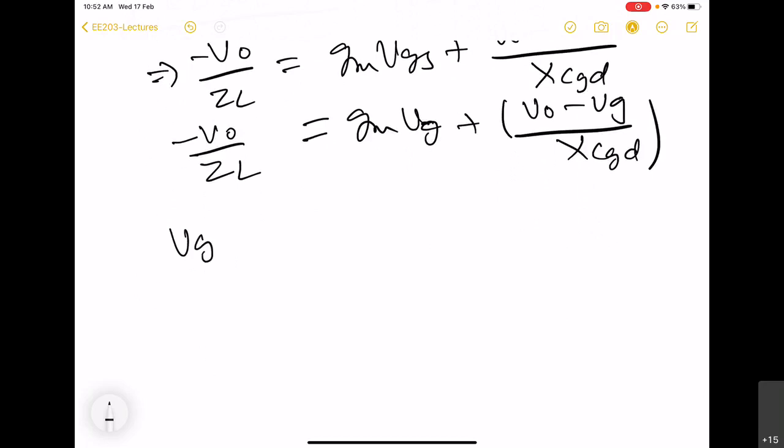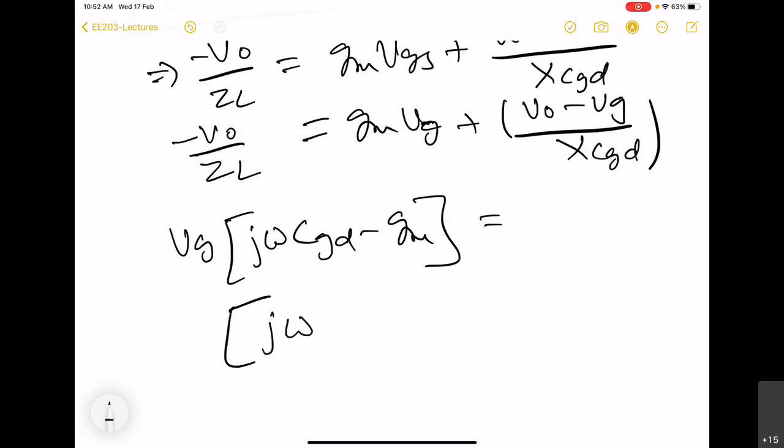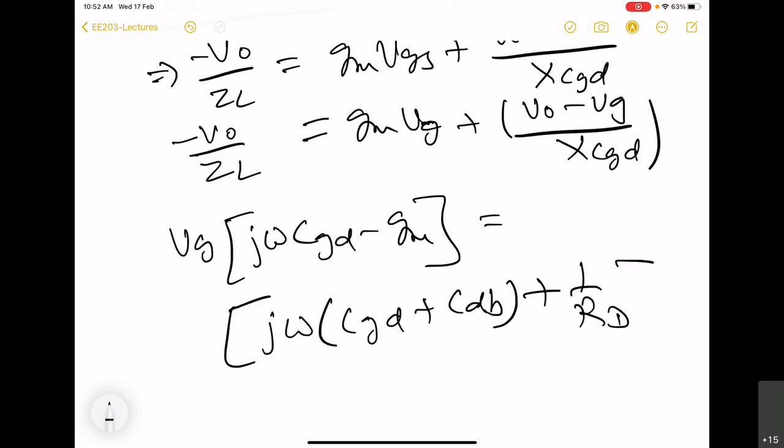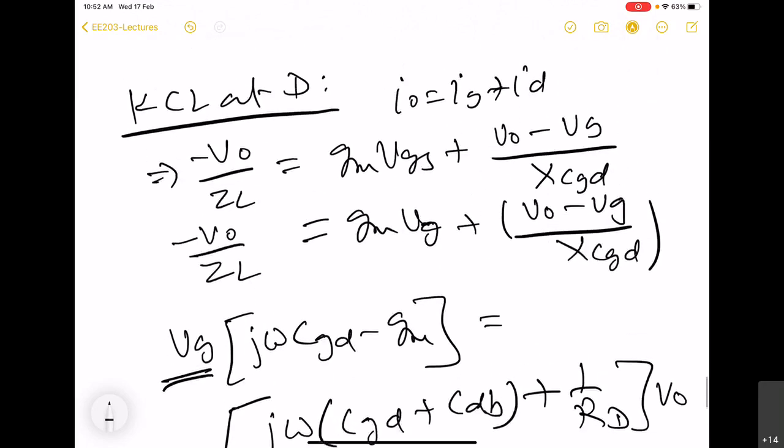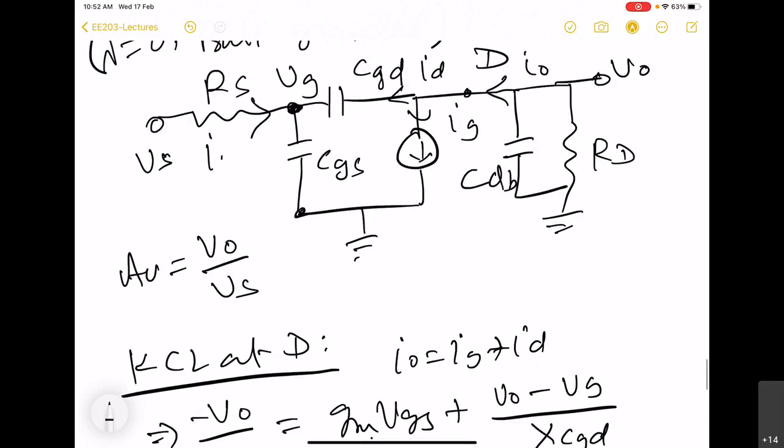So if we separate out VG on one side, this is what you will get: j omega CGD minus GM equal to j omega CGD plus CDB plus 1 by RD into VO. Now we need to know what is the gate voltage. So for that, we will have to write KCL at the gate. So here this is the input current and this is IS, and this you can call ID. Or maybe you can take the direction like this.